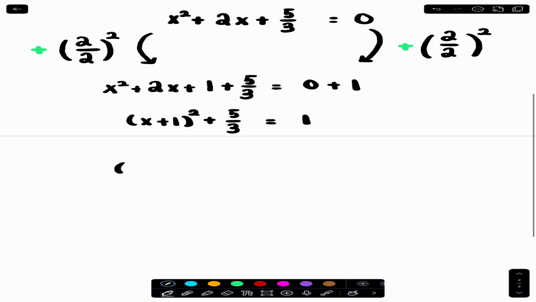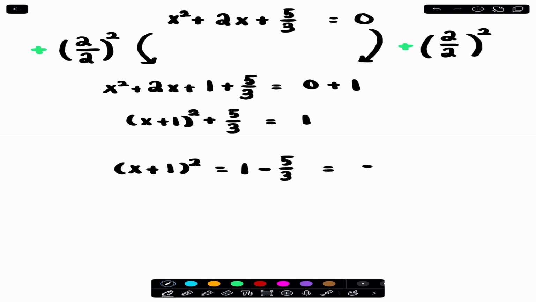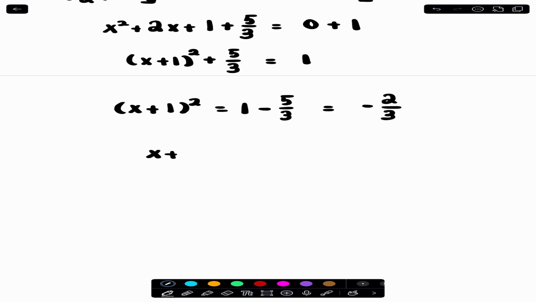Now from here, we're going to isolate x plus 1 squared by subtracting 5 over 3 from both sides. Just move that to the other side and it ends up being minus 2 over 3. From here we just take square roots. Remember, we have two possible answers, a positive and a negative. And after a bit of simplifying, that's going to be i root 6 over 3.